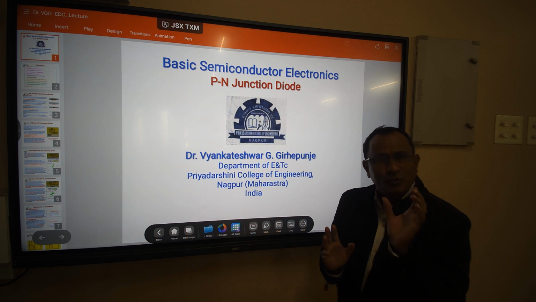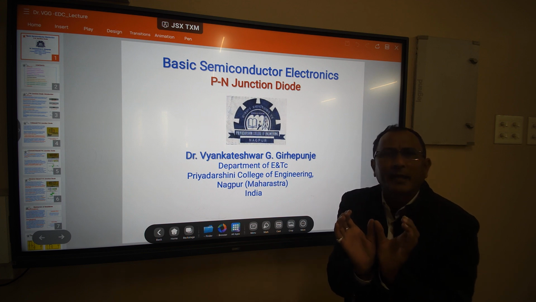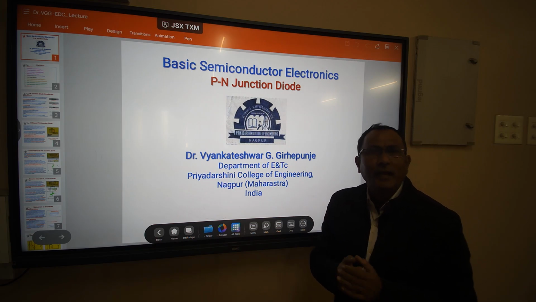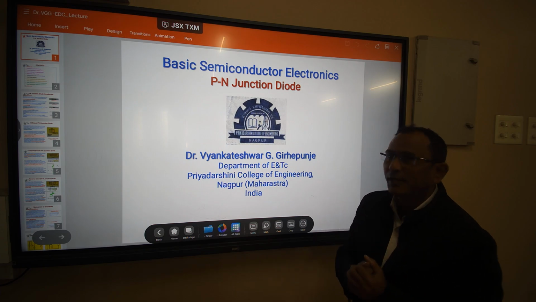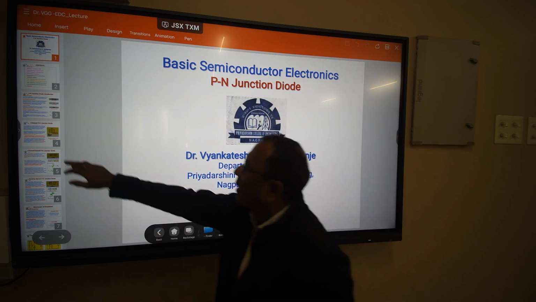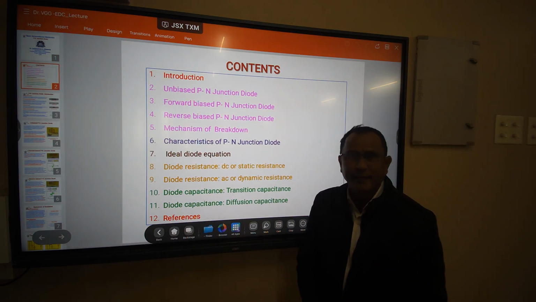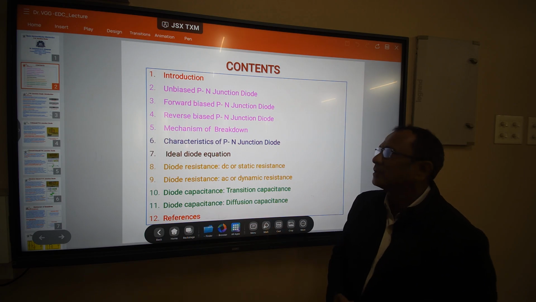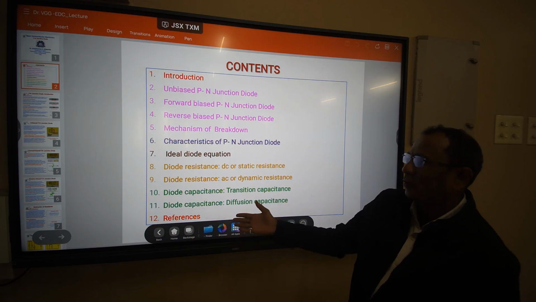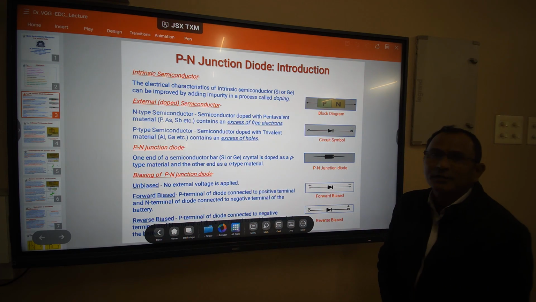So today we are going to start with a new topic: when a p-type semiconductor is joined with an n-type semiconductor, a PN junction is formed. This is a device we are going to study here, which has lots of applications in the field of electronics. These are the topics we are going to cover today regarding the PN junction diode: introduction, and after that the unbiased PN junction diode. These are not many topics, and one by one we will cover them. So let us start with the PN junction diode introduction.